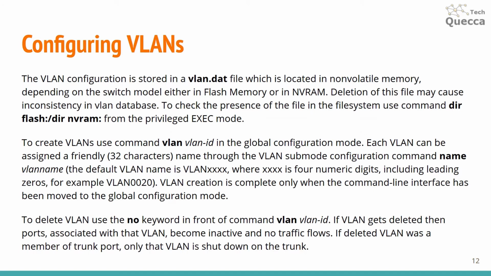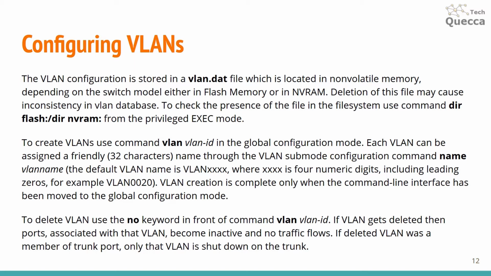VLAN configuration. The VLAN configuration itself is stored in vlan.dat file. This file is located in non-volatile memory, and depending on the switch model, it can be either flash memory or NVRAM. Deletion of this file may cause inconsistency in the VLAN database, and to check if the file is present in the file system, use the command dir flash or dir nvram, depending on the switch model, from the privileged exec mode.